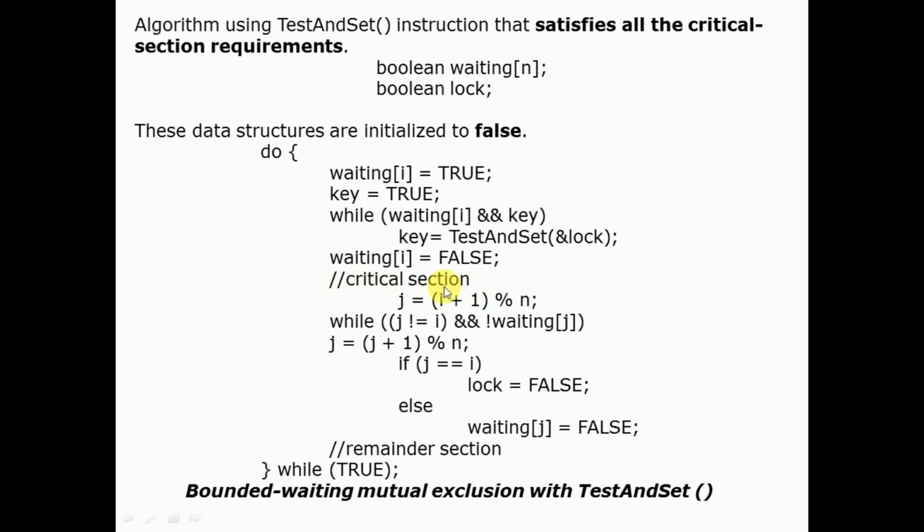After that we'll change the value of j equal to (i + 1) mod n. Then, while j is not equal to i and the negation of waiting[j], j will be incremented by 1, j equal to (j + 1) mod n. After that, if j is equal to i, lock will be equal to false, else waiting[j] equal to false. After that again it will execute the remainder section, and at the end we have while true. So this is a do while, again an infinite loop.